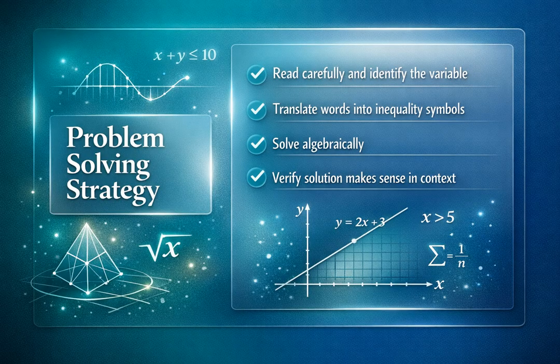First, read the problem carefully and identify your variable. Translate the words into inequality symbols. Remember, at least means greater than or equal. Solve the inequality algebraically. Finally, verify that your solution makes sense in the context of the original problem.